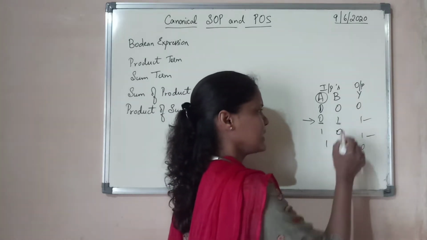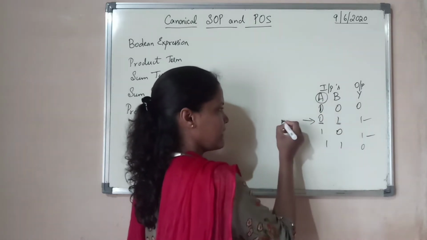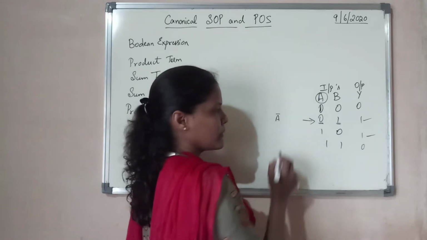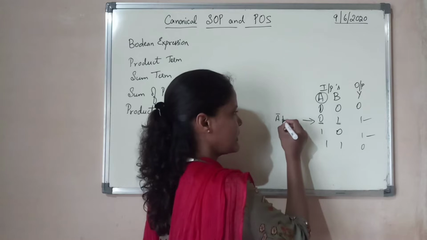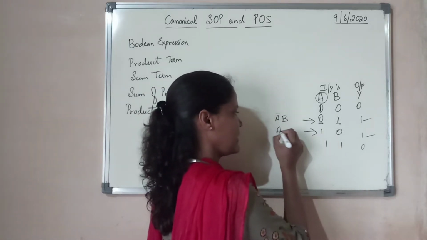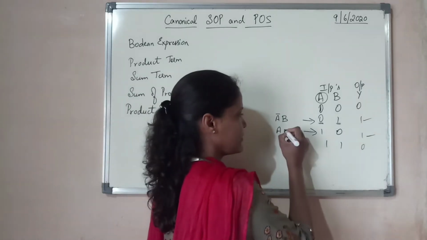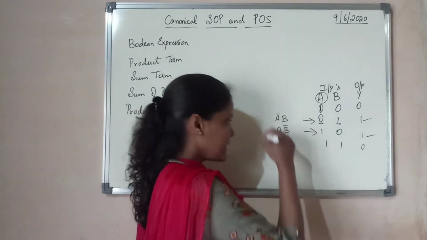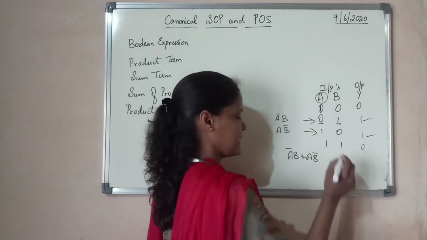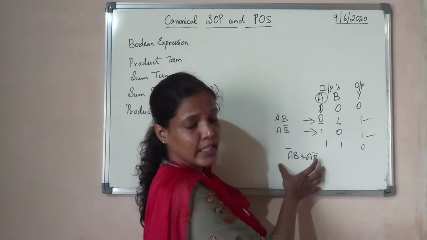When the input value is equal to 1, it comes in the uncomplemented form. Here a value is equal to 0, so I have to write it in complemented form. Complemented form means a bar. B value is equal to 1, so I am just going to write it as b. Similarly here, since a value is equal to 1, I am just going to write a, the uncomplemented form. B value is 0, so we write b bar. Then we combine this: a bar b plus a b bar.